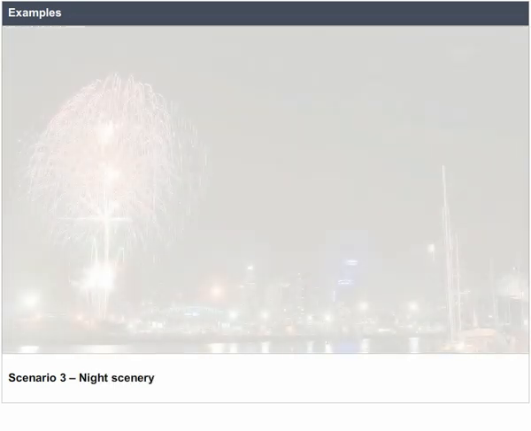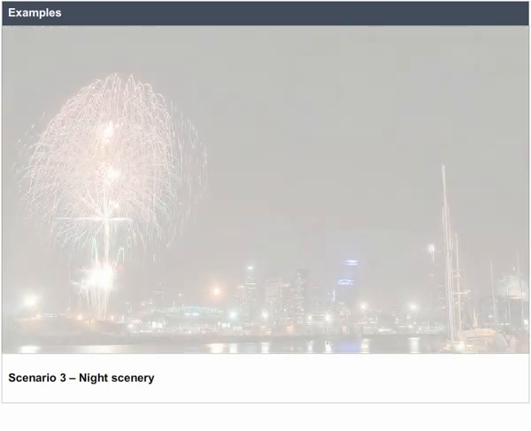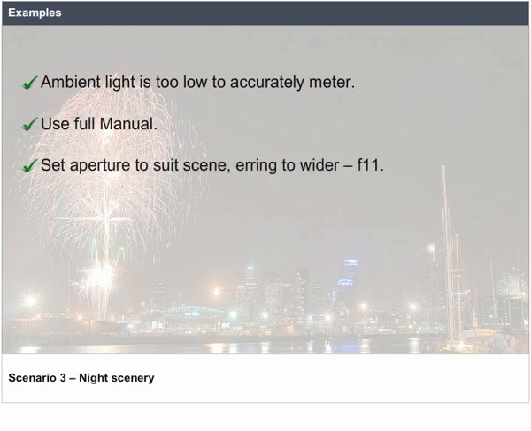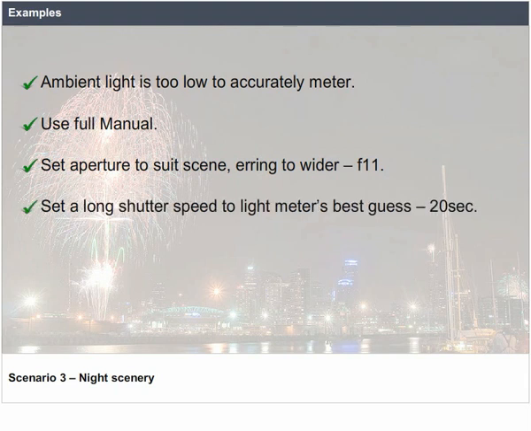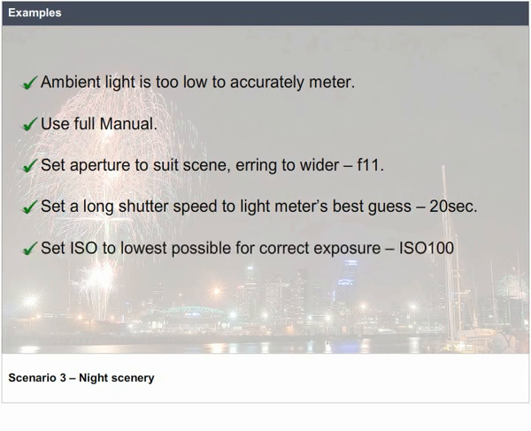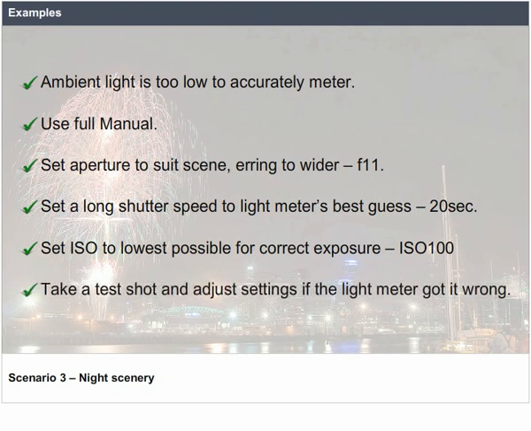Scenario 3. Night scenery. Ambient light is too low to accurately meter. Use full manual. Set aperture to suit scene, erring to wider f11. Set a long shutter speed to light meter's best guess, 20 seconds. Set ISO to lowest possible for correct exposure, ISO 100. Take a test shot and adjust settings if the light meter got it wrong.